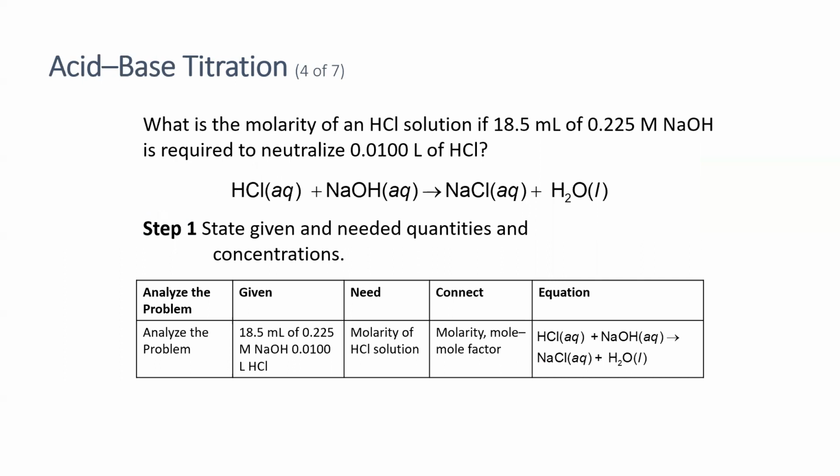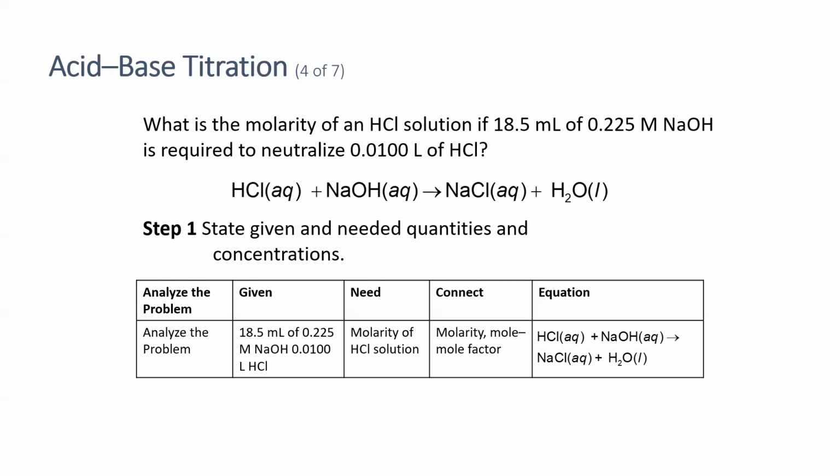So that's the acid solution. If 18.5 milliliters of 0.225 molar sodium hydroxide... So notice that they've given us the volume, 18.5 milliliters, of the sodium hydroxide solution. They've given us the concentration of the sodium hydroxide solution as 0.225 molar. And it says, what is the molarity if that is required to neutralize 0.0100 liters of the HCl solution? So that's the volume of the HCl solution that we added to the Erlenmeyer flask or the test tube.